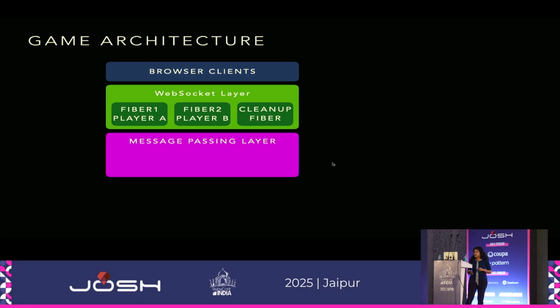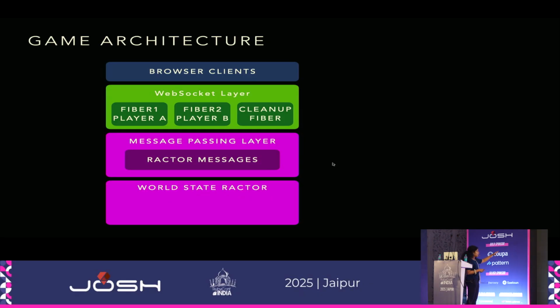And then we would have the message passing layer. All the game messages, Ractor messages, are going to be passed by this. And then we have our world state Ractor, which maintains the actual world state of the game, like the player positions, to detect collisions, and any chat messages if people are chatting with each other during the game. Notice that we're using each concurrency primitive for what it's best at: fibers for IO-based concurrency, and Ractors for CPU-bound state management. Each layer is handling different aspects.